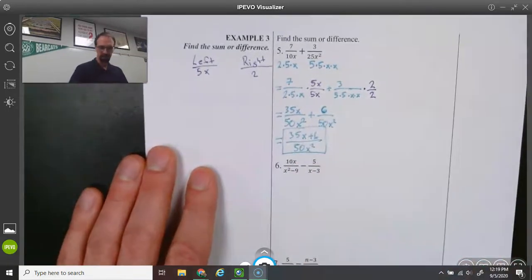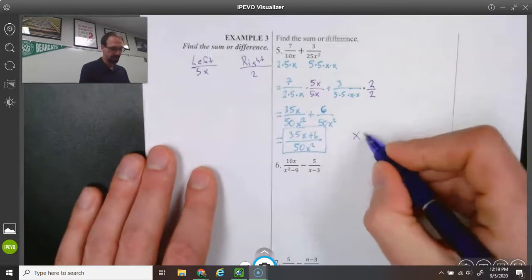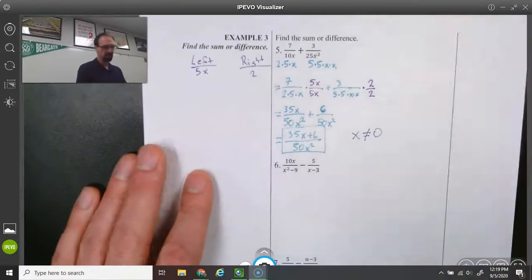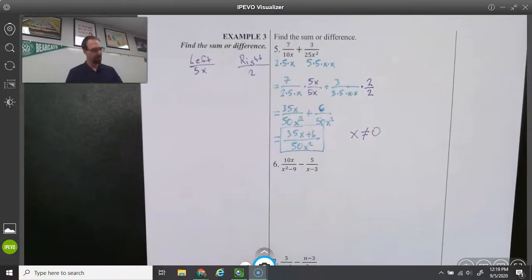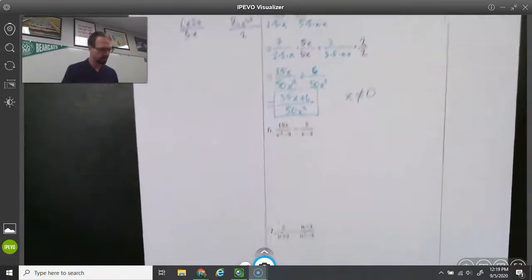We talked about this in the previous set of notes, but x cannot be 0, because if it's 0, then I'm dividing by 0. So there's 5, and then 6.